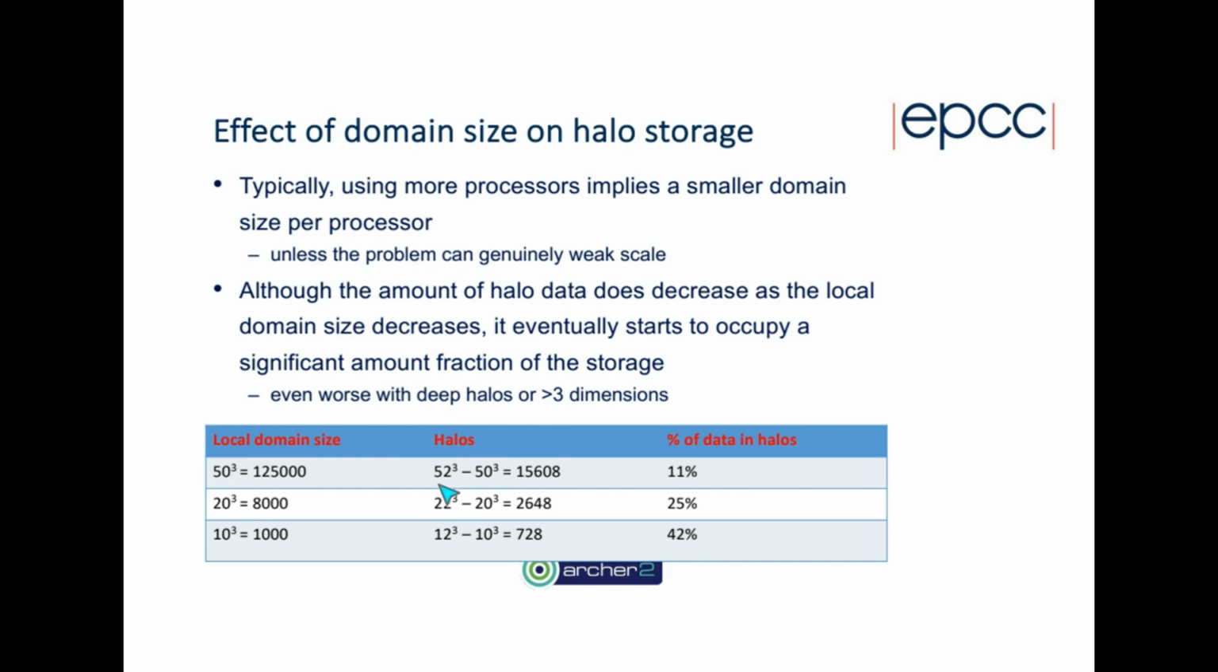Then the halo storage is 52 cubed minus 50 cubed, and that accounts for about 11% of the memory consumption. If you do the same calculation and use more cores, shrinking the local domain size down to 20 cubed, then 25% of our storage is consumed with halo data. And if we go right down to say 10 cubed, then we're approaching using half our memory just to store halo data.